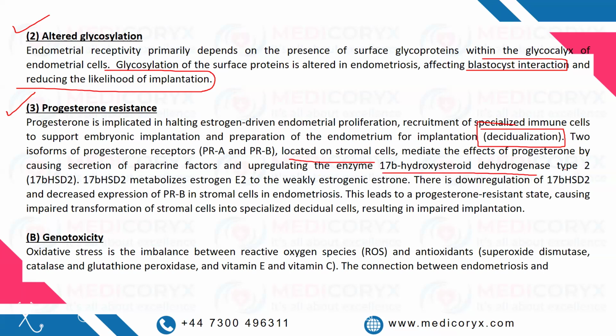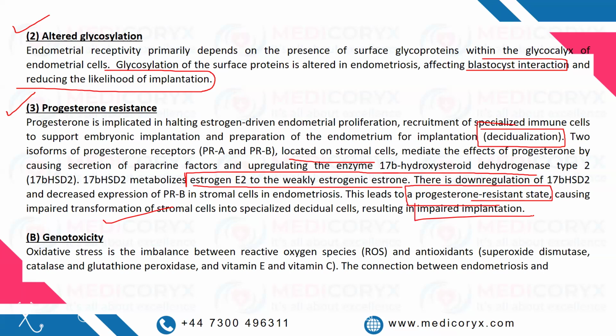So, what does this enzyme do? This enzyme metabolizes estrogen to the weakly estrogenic estrone. We all know that estrogen E2 is the highly potent one, and estrone is the less potent one. There is going to be downregulation of 17-beta hydroxysteroid dehydrogenase 2 and decreased expression of PRB in stromal cells. What will it cause altogether? It will cause a progesterone-resistant state. And in turn, it will cause impaired transformation of the stromal cells into specialized decidual cells, which will result in impaired implantation.